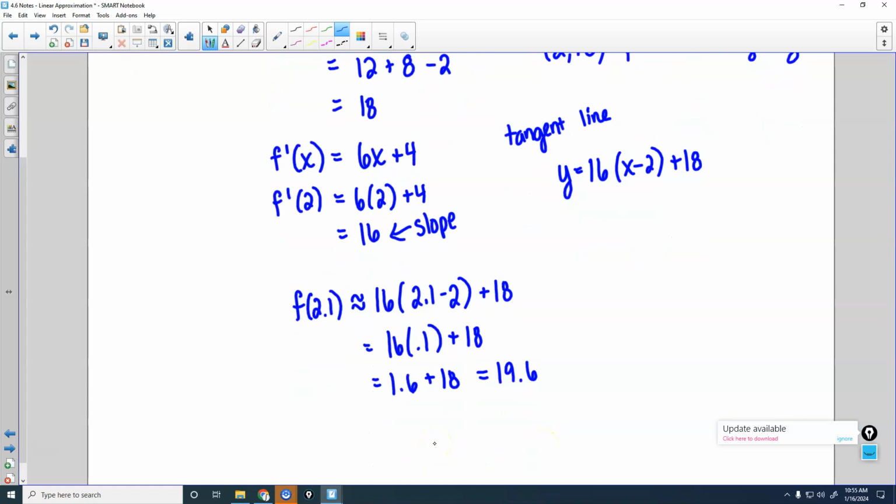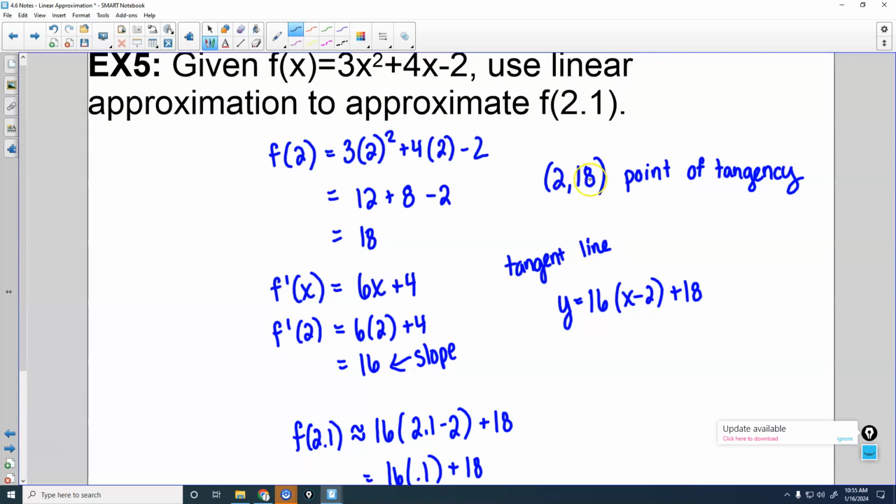Now, I didn't ask it on this problem, but is that going to be an underestimate or an overestimate? Over. Okay, why do you say over? Because it's bigger than 18. 18 is your value when you plug in 2. What I'm asking is if we plug in 2.1 to the original equation, is our number going to be bigger or smaller than what we've got?